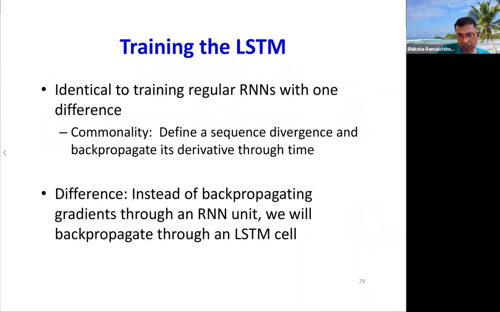Now, training the network. The computation looks superficially a lot like what you would have for a regular RNN, but clearly within each cell there's a lot more complexity. So how does this affect training? Training an LSTM is just like training a regular RNN. We define a sequence divergence between the output of the network and the desired output and backpropagate the derivatives through time. The one big difference is that instead of backpropagating derivatives through a standard RNN unit, we are now going to backpropagate through an LSTM cell. And that ends up looking more complex.